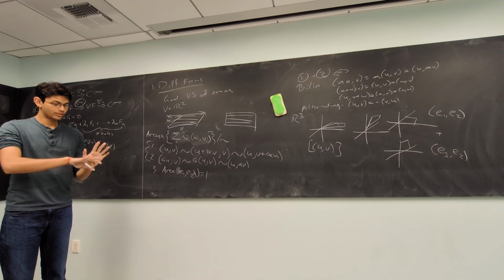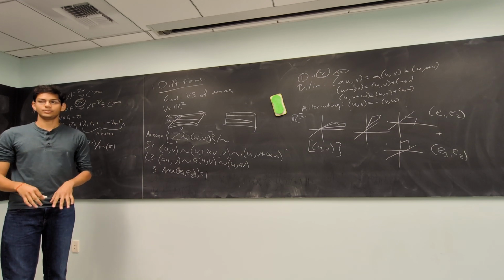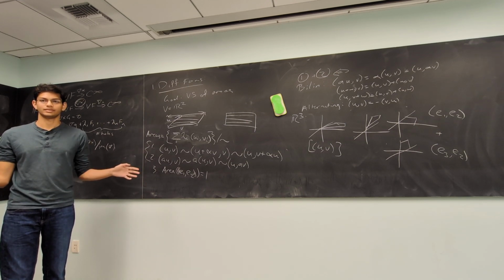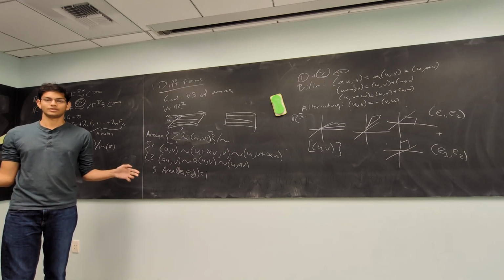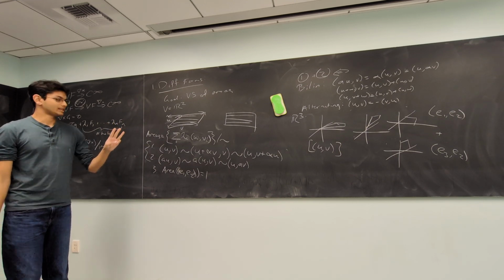So what ends up happening is we have linearly independent parallelograms in every single plane, and so we end up with an infinite dimensional vector space. Does that make sense? So that's the problem, because we want a three-dimensional vector space. So how can we fix that?